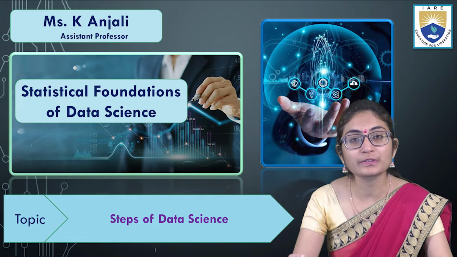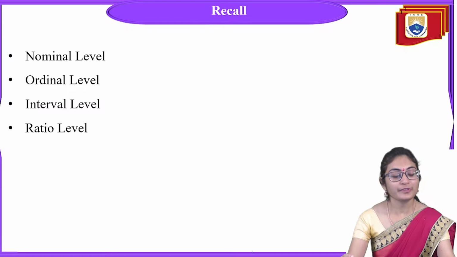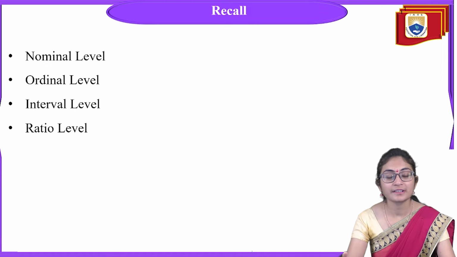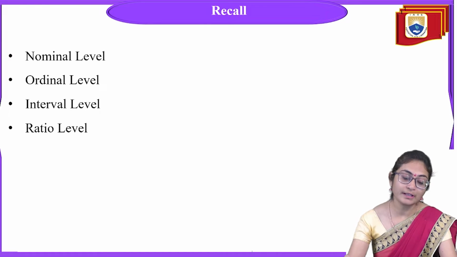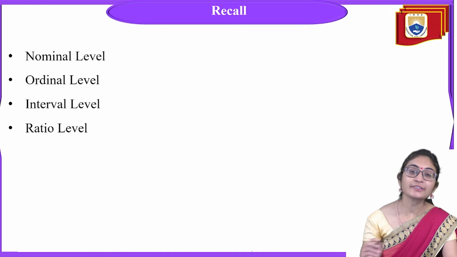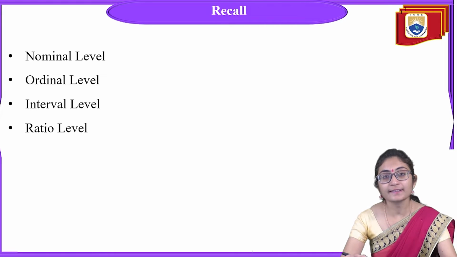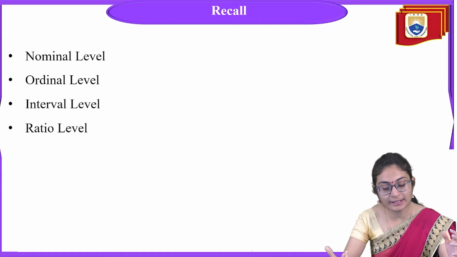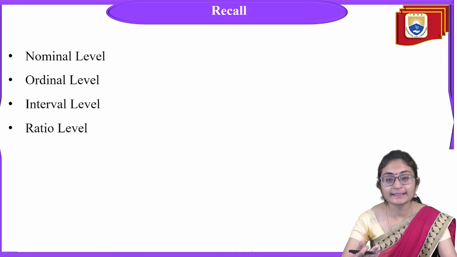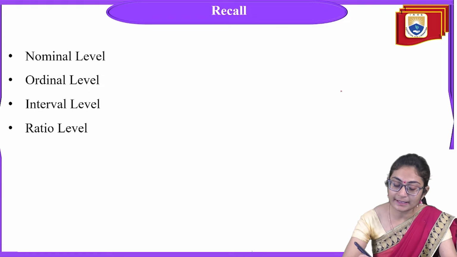Today we are going to learn about the steps of data science. In the last class, we learned about some levels: nominal level, ordinal level, interval level, and ratio level. In data science, we learn these levels to know how we have to arrange the data. In data science, we are pre-processing our data.